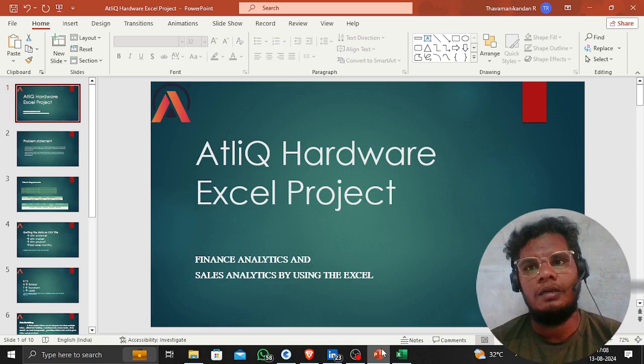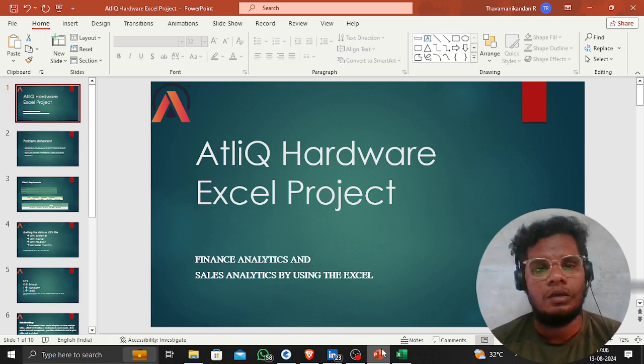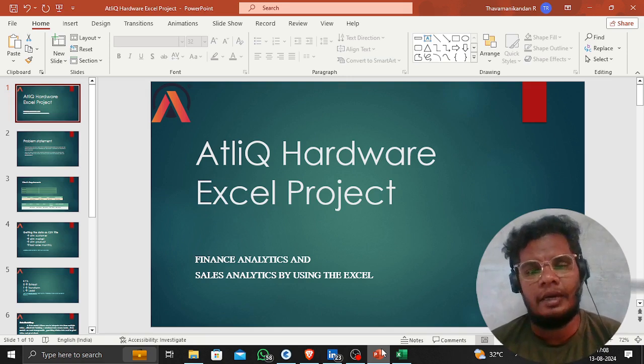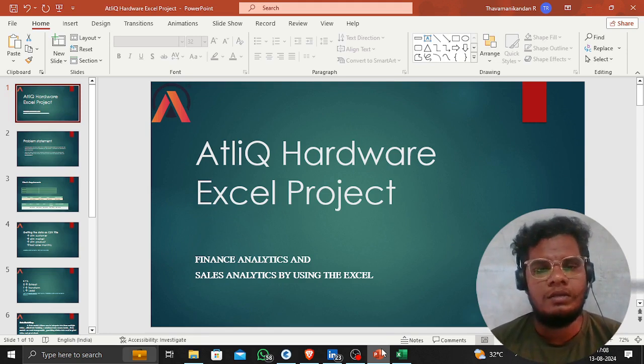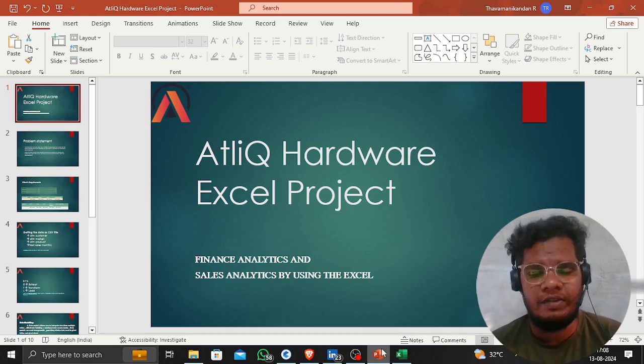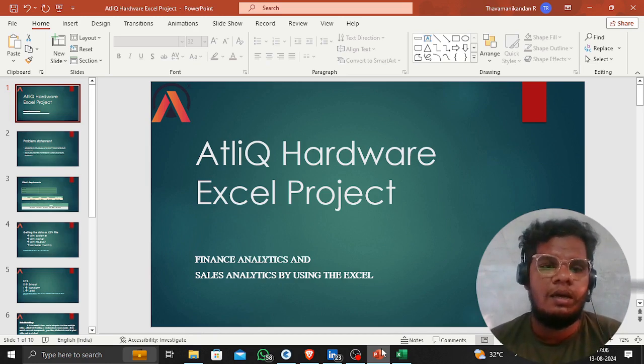Before we get into the project, a small look at AtliQ Hardware. AtliQ Hardware is a big manufacturing company, and they manufacture a lot of products like mice, notebooks, keyboards, and network accessories like routers. Actually, it's a very big unit, and for AtliQ Hardware, we are going to analyze the finance as well as the sales using Excel. These are the core of the project, and let's dive into it.